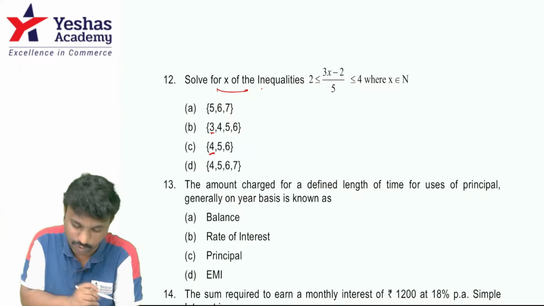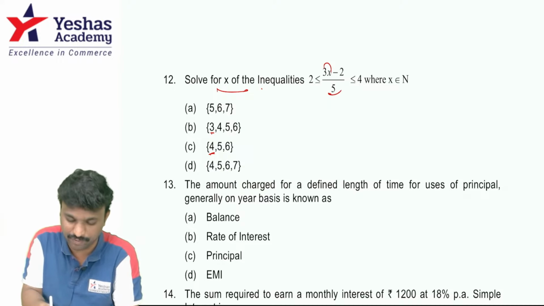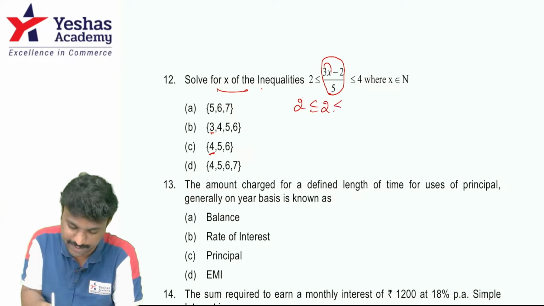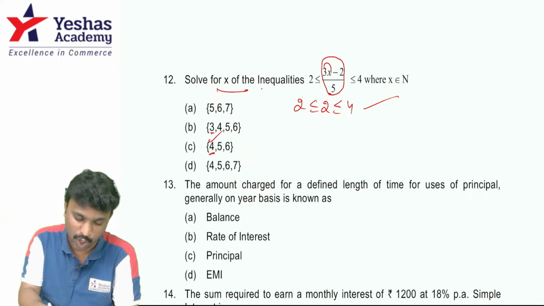So 3 fours are 12. 12 minus 2 is 10. 10 divided by 5 is 2. So 2 less than or equal to 2, less than or equal to 4, definitely it satisfies. So 4 will satisfy. How about 5?